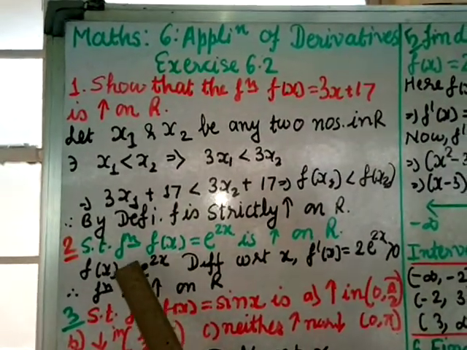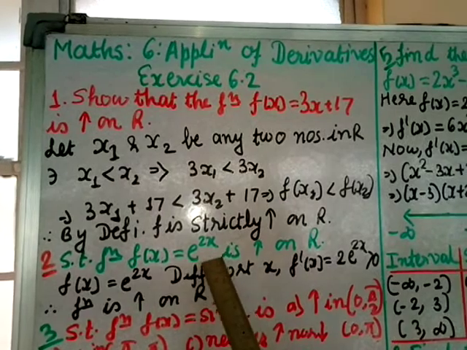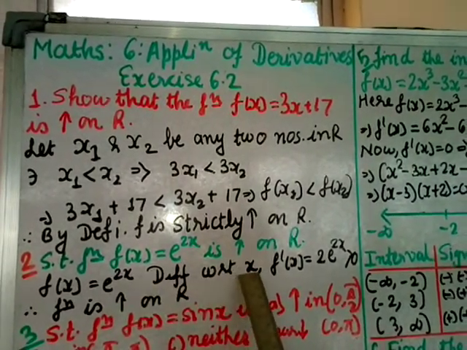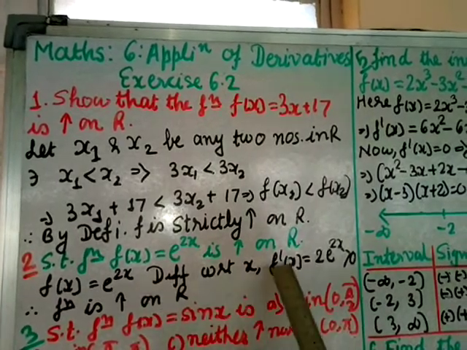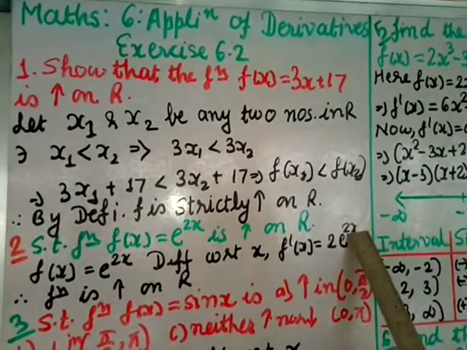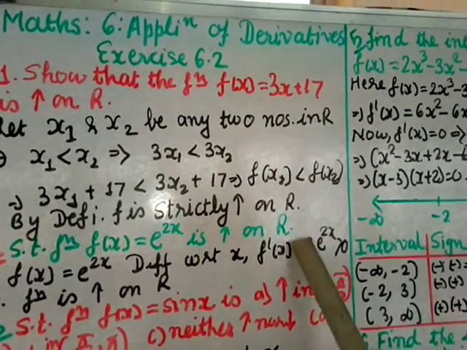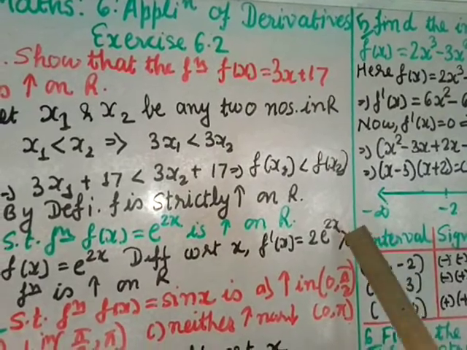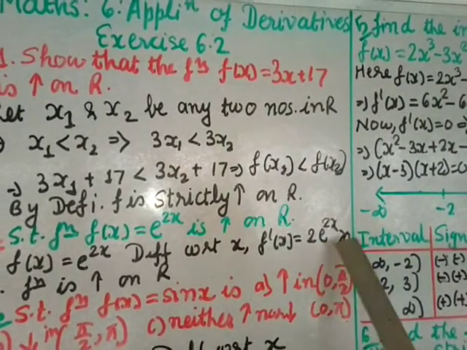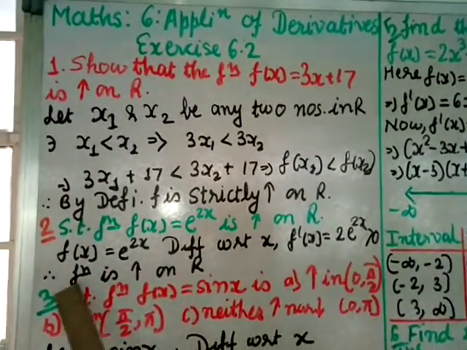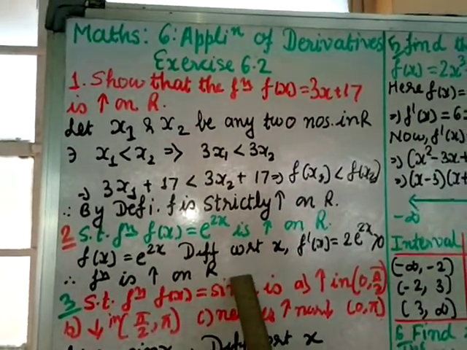Question number 2. Show that function f(x) is equal to e power 2x is increasing on R. I will differentiate this with respect to x. So the derivative of f(x) is f dash x, and e power 2x is e power 2x. You have to differentiate 2x once again, that is 2, x is 1. Now this value will always be greater than 0. Even if I take x equal to 0, e power 0 will be 1, so the answer is 2. So greater than 0. For all the values of x, this is greater than 0. So we can say the function is increasing on R.